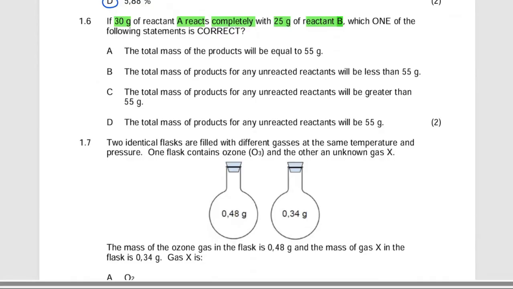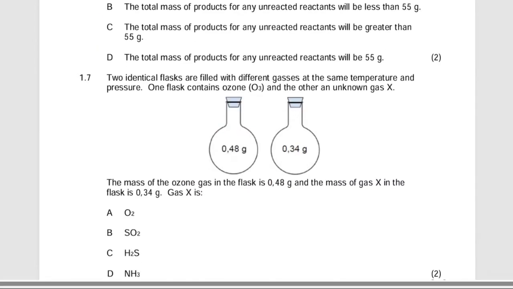Which one of the following statements is correct? So it says the total mass of the product will be equal to 55 grams. So for the first one, if we add 30 plus 25, we're going to get a value of 55. So it means our correct option is there, and there is no need for us to proceed with these other options. Our correct option is going to be A. If we add that mass, 30 plus 25, we're going to get 55 grams. Then proceeding to the next question, which is our 1.7.